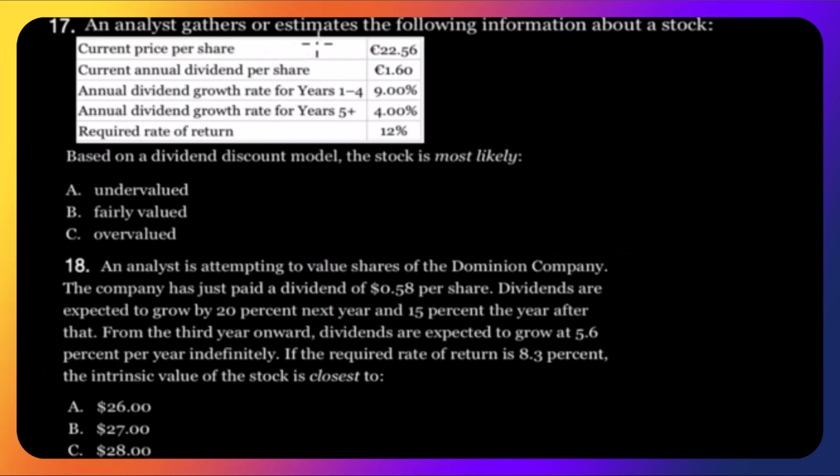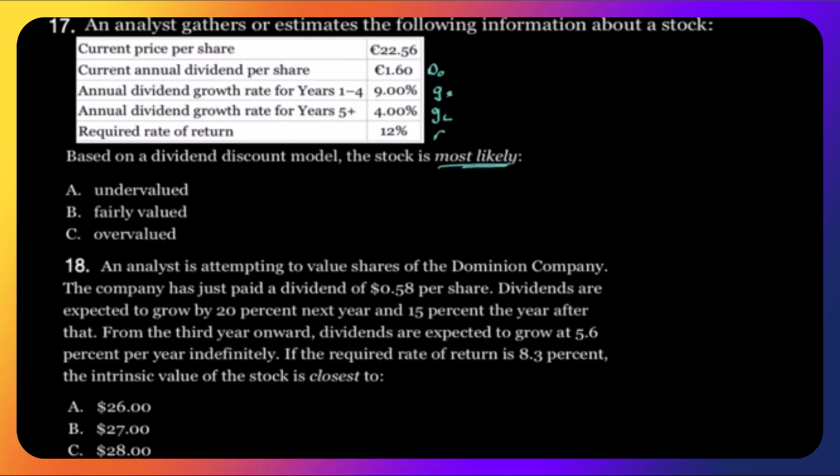An analyst gathers or estimates the following information about a stock: current price per share $22.56, current annual dividend per share $1.60. There's D0. Annual dividend growth rate for years 1 through 4, annual dividend growth rate year 5 and onwards. We have two growth rates, so this is our short-term growth rate, this is our long-term growth rate, and our required rate of return is R. So it clearly looks like I'm going to use a two-period dividend discount model. Based on the dividend discount model, the stock is most likely under, fairly, or overvalued.